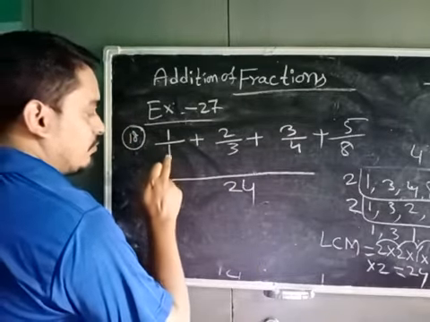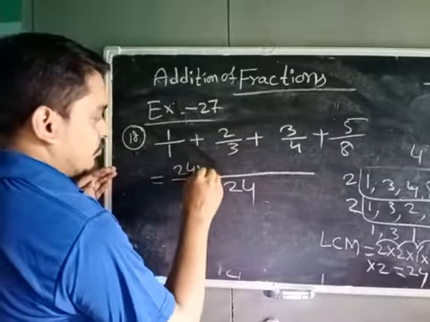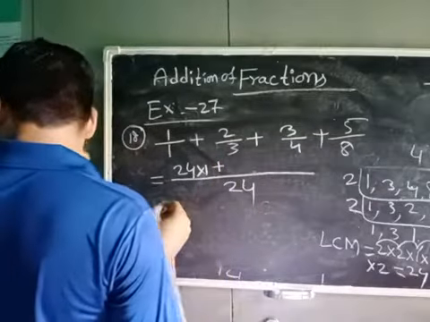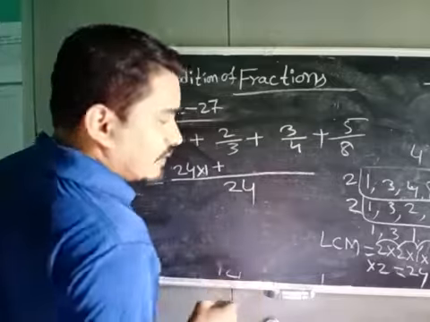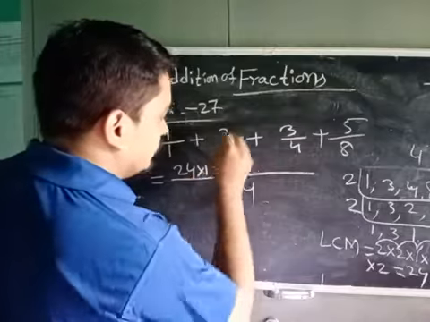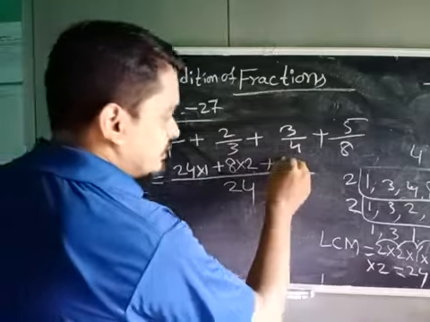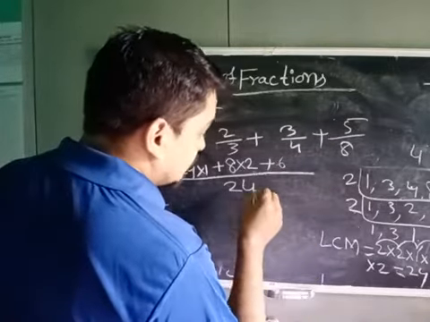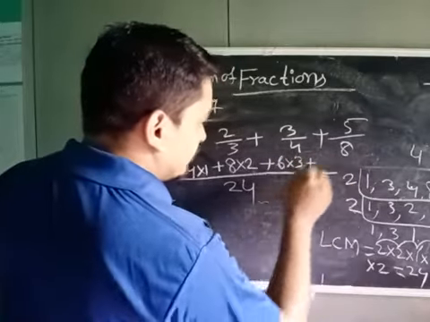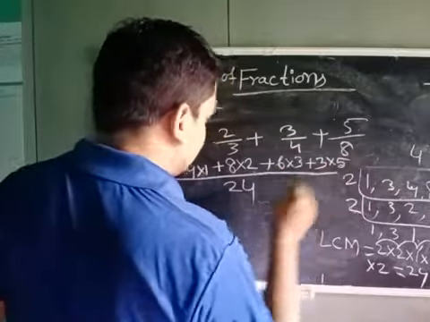So if we divide 24 by 1, what will we get? We will get 24, into 1 we have in the upside. If we divide this one by 3, we will get 8, into 2 we have here, plus if we divide this one, we will get 6, because 4 divided 12, 24 equals 6. We have 3 in the upside already. If we divide 24 by 8, then what will we get? 3 into 5 we have already. Okay.